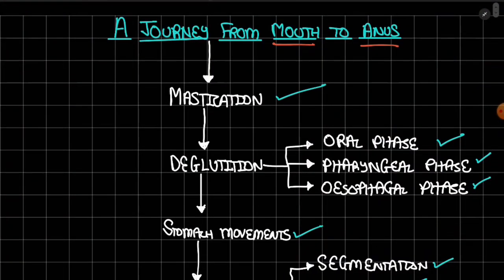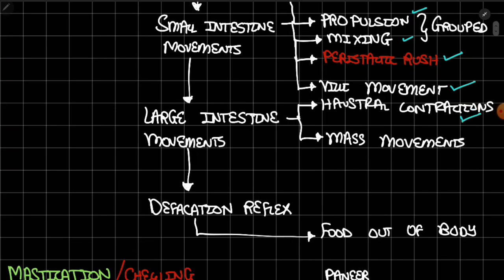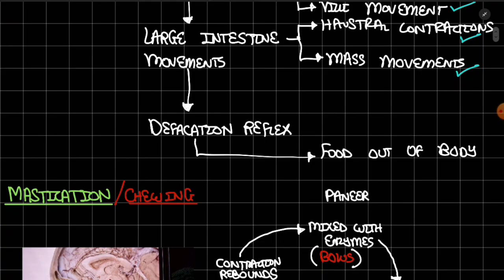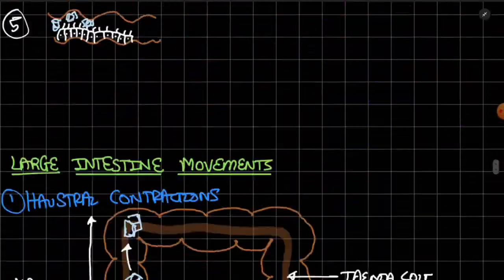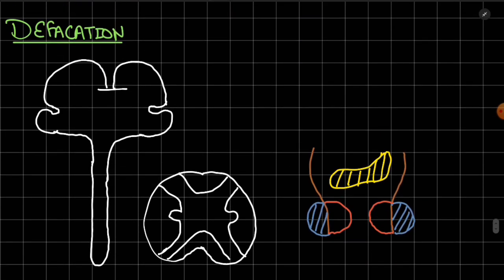So we have completed the haustral contraction and the mass movements. Haustral contraction occurs in the ascending colon, mass movements occur in the transverse colon and the descending colon. The haustral contractions were very easy, they were due to stretch. The mass movement was due to irritation. Now the end of the procedure, the defecation reflex. The defecation process is very easy. Let's come to the defecation process.